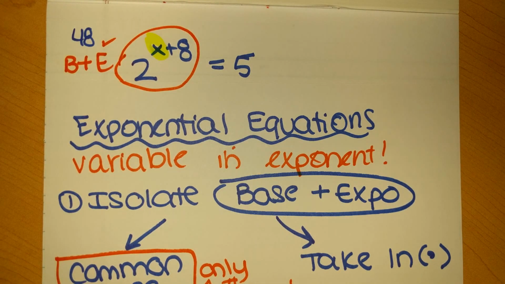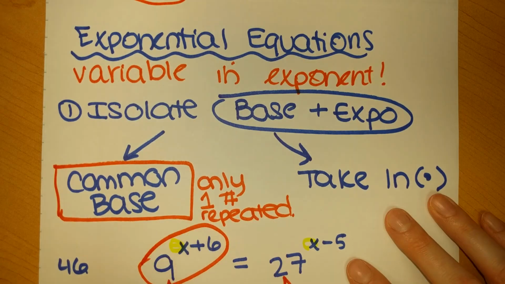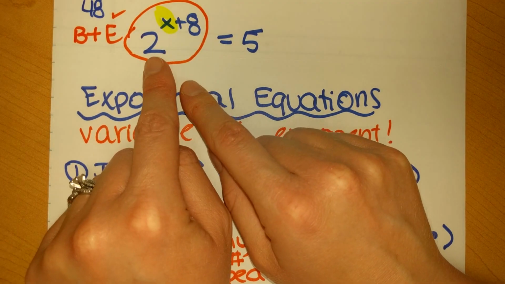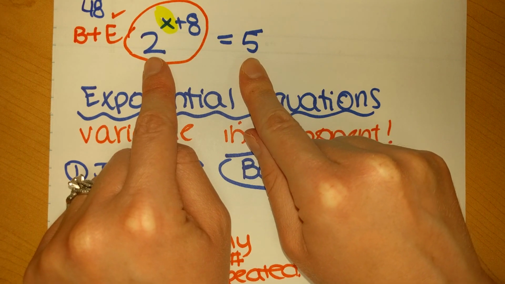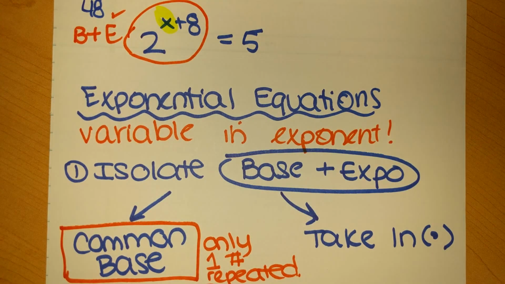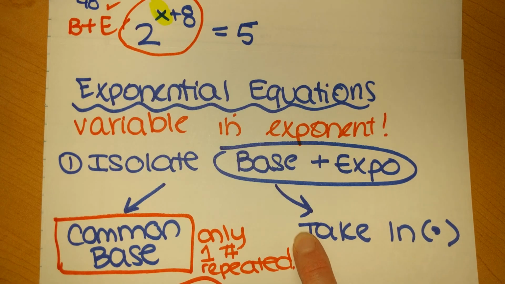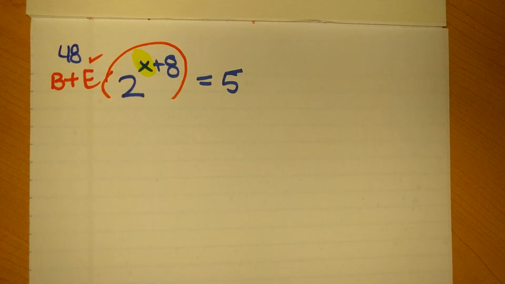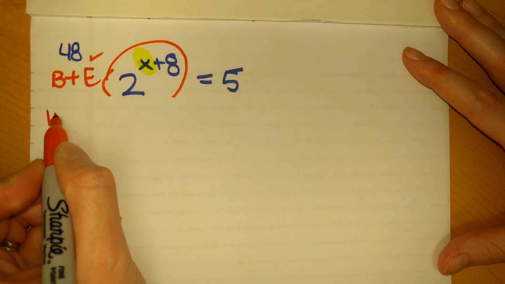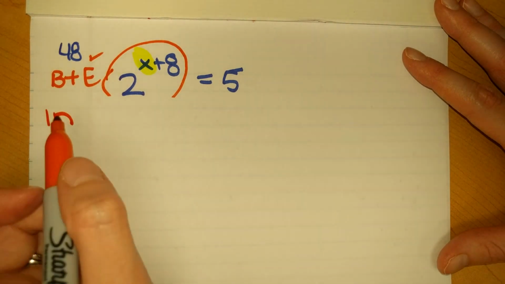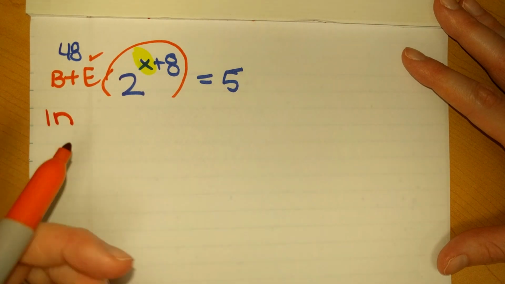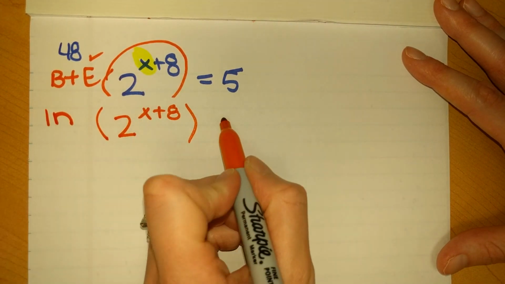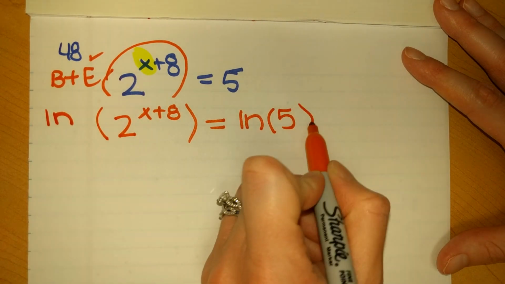Once that's by itself, you then have an option. You can either get a common base or take the natural log. When you look at the base of 2 and the base of 5, there's no way you're going to get a common base there. So that leaves us with the only other method of taking the natural log. Once our base plus our exponent is by itself, we take the natural log. When we take the natural log, it's always on the left-hand side. So it's going to be ln 2 to the x plus 8 equals ln of 5.